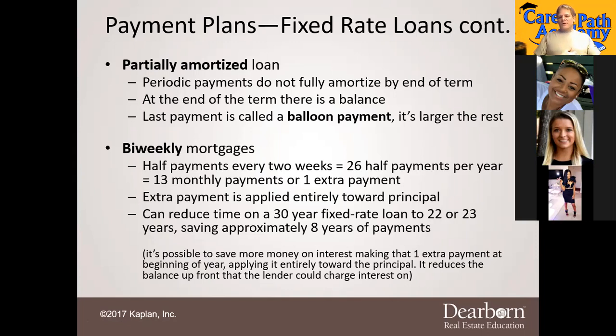Now, on a $300,000 loan, that's going to come out to probably over $50,000 in savings in interest. 50 large, guys, by making one extra payment per year, applying it all to the principal. So what do you do?